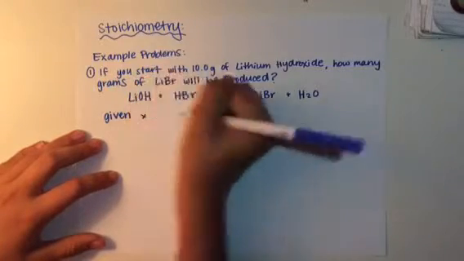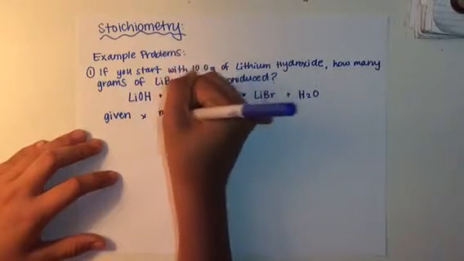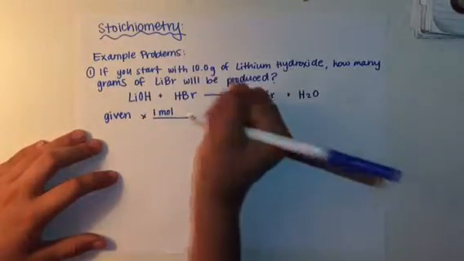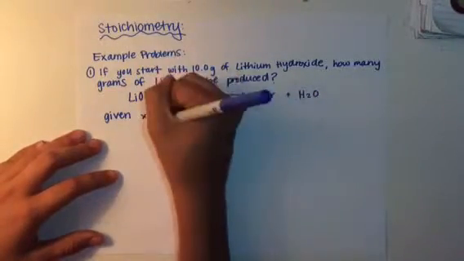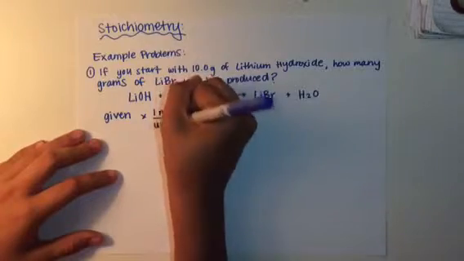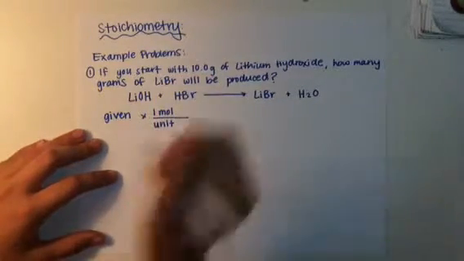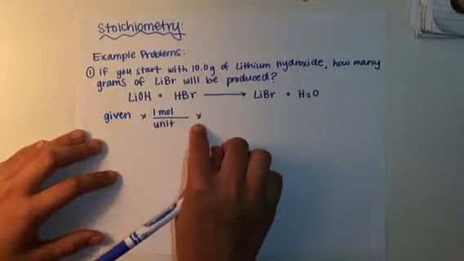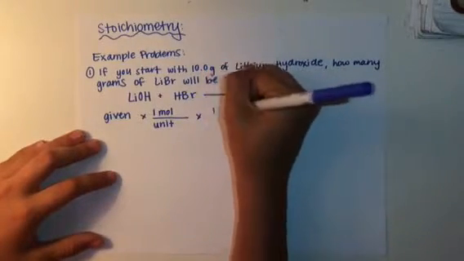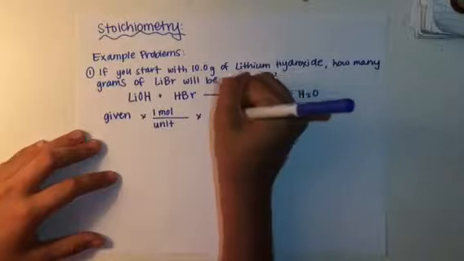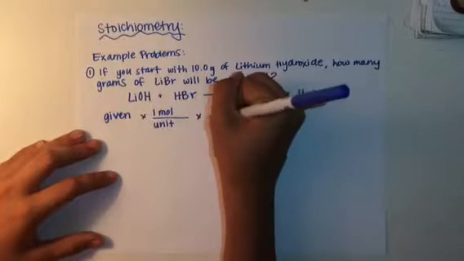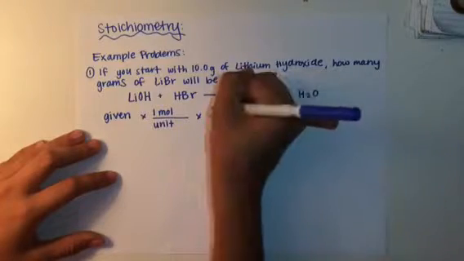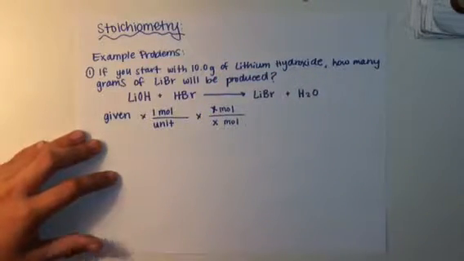Now, the key to following stoichiometry is you're going to start with your given, and then you're going to multiply it by 1 mole over whatever unit you're given. The next thing that you do is you're going to multiply it by the mole ratio. So it actually should be X moles. So ignore that. That would be X moles.